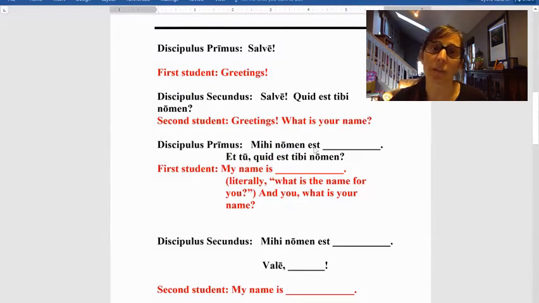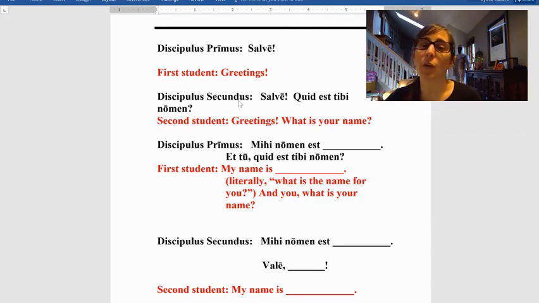So, discipulos, that means student. Primos means first student. So if you've ever heard of Transformers or seen the movies, or if you know anything about Transformers, it was a big cartoon in the 80s. It's kind of come back now. Optimus Prime is the leader of the Transformers. He is the first best. That's what Optimus Prime means. So primos means first. Discipulos means student. So the first student in our conversation would now say, Salve, greetings.